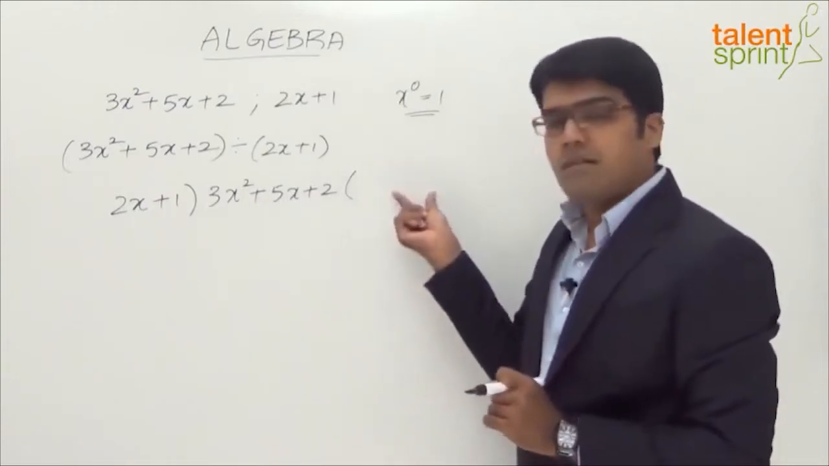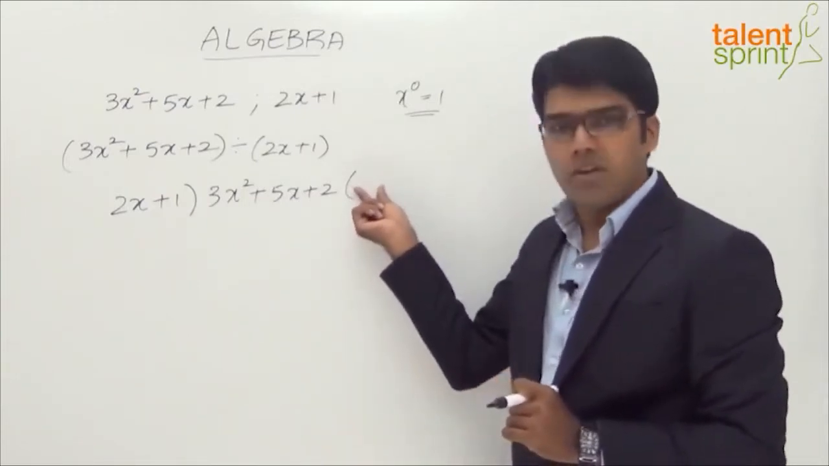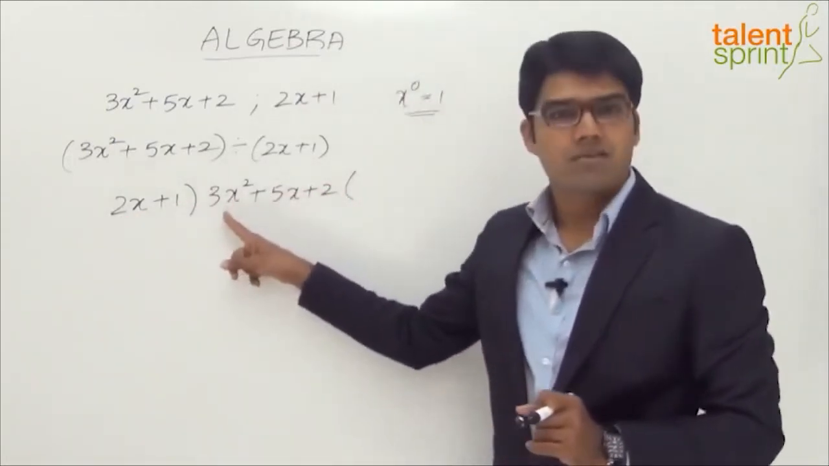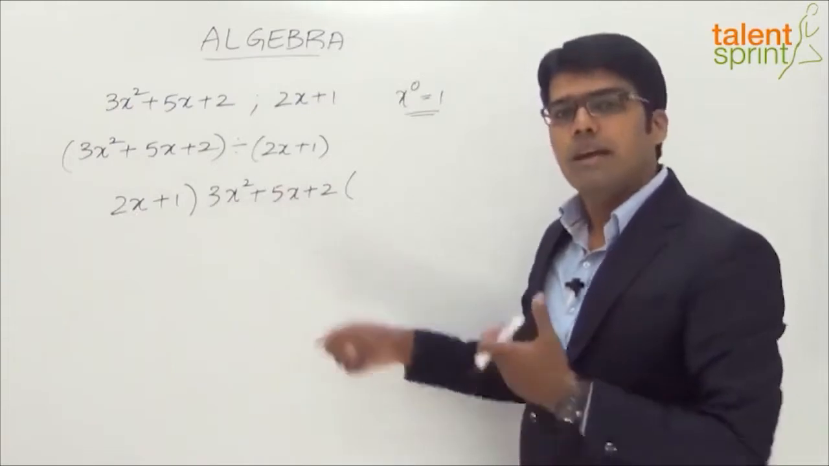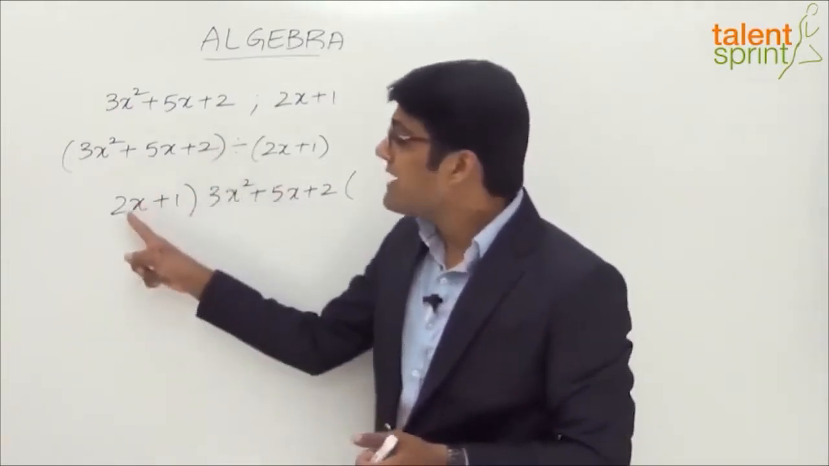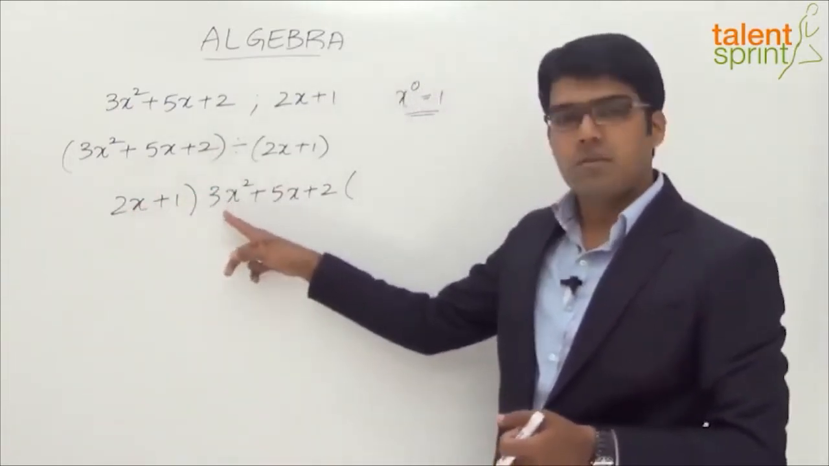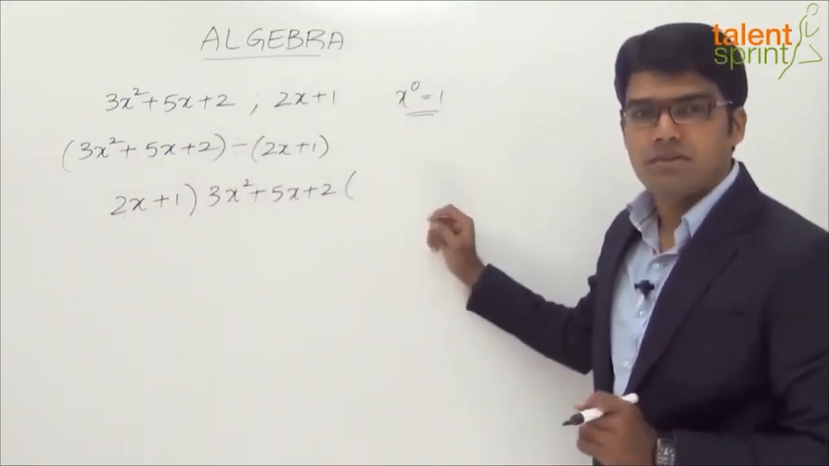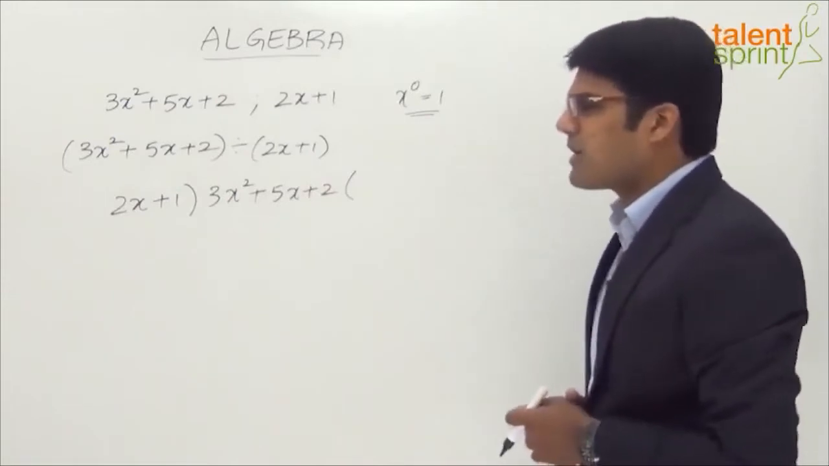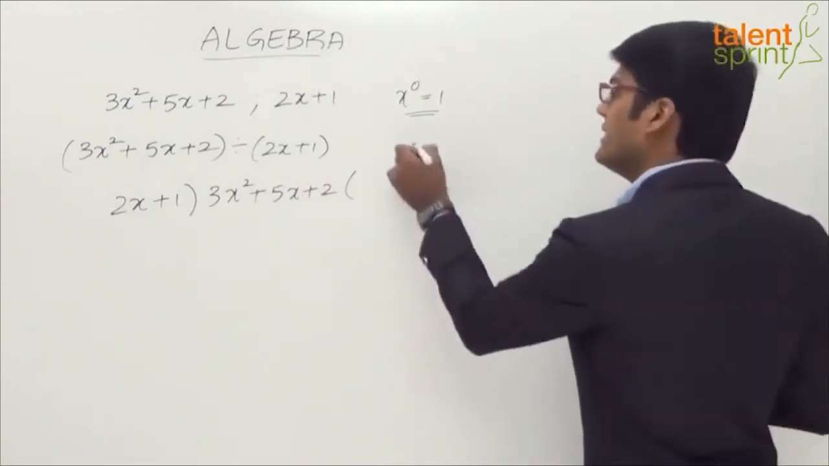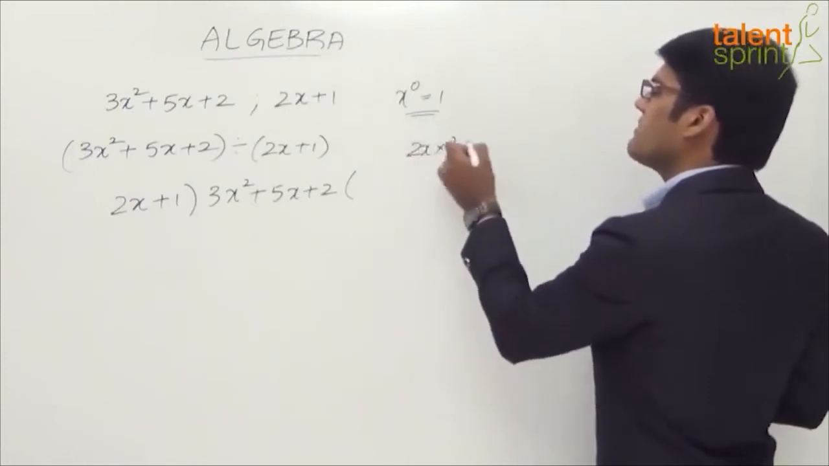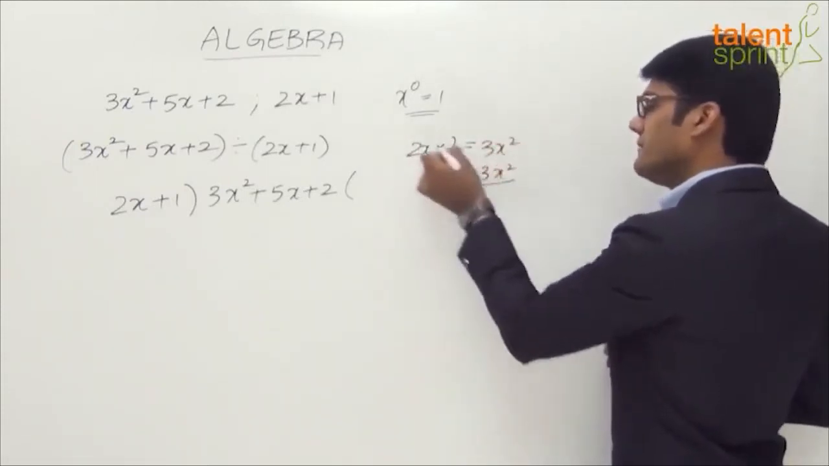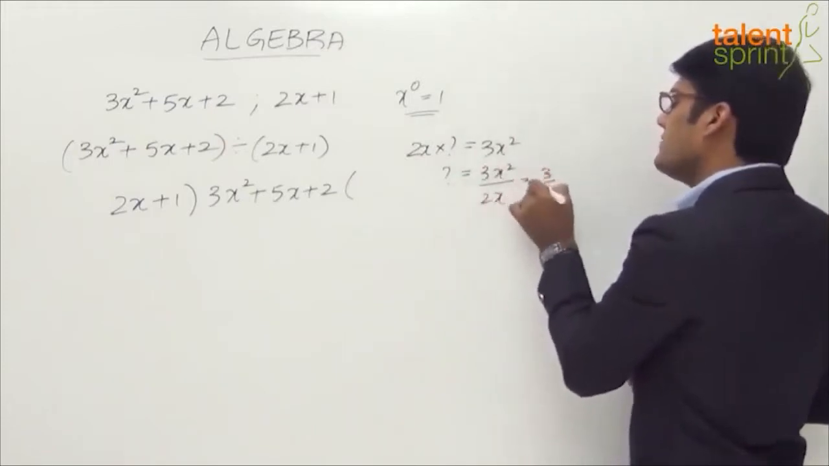Now how do we decide the terms of the quotient? The first term of the quotient, when it gets multiplied by 2x, should give us 3x squared. Are you able to follow? Or to look at it in another way, we can say what should be multiplied by 2x so that we get 3x squared. So whatever the term that gets multiplied by 2x will be the first term of the quotient, right? So 2x into what will be equal to 3x squared, right? 2x into, let's say, some question mark is equal to 3x squared. So what is this question mark going to be? 3x squared divided by 2x, which is nothing but 3 by 2x.